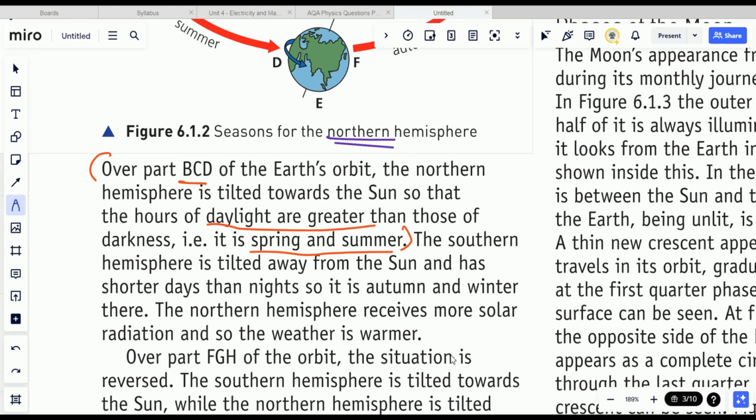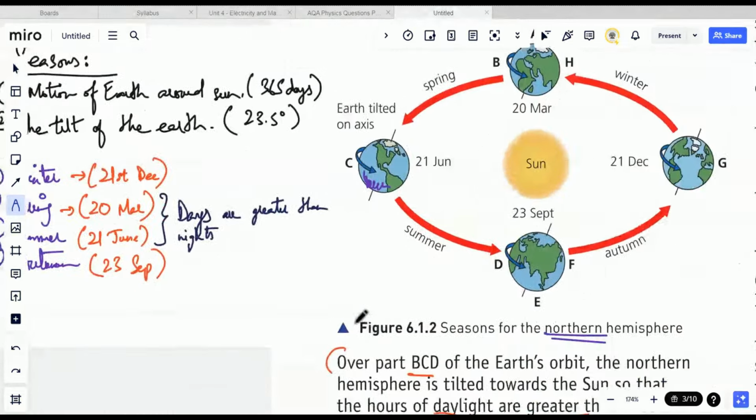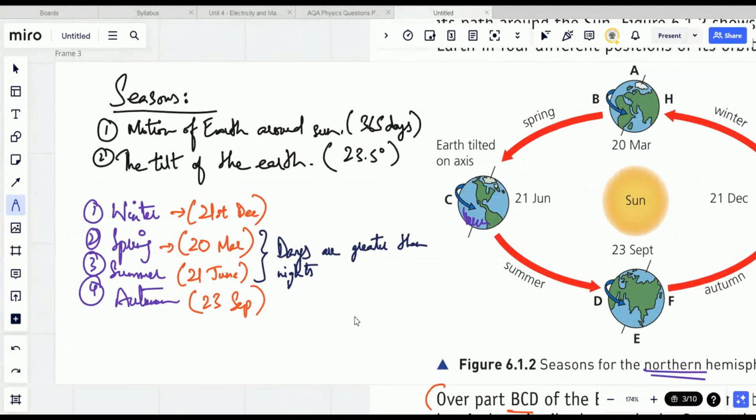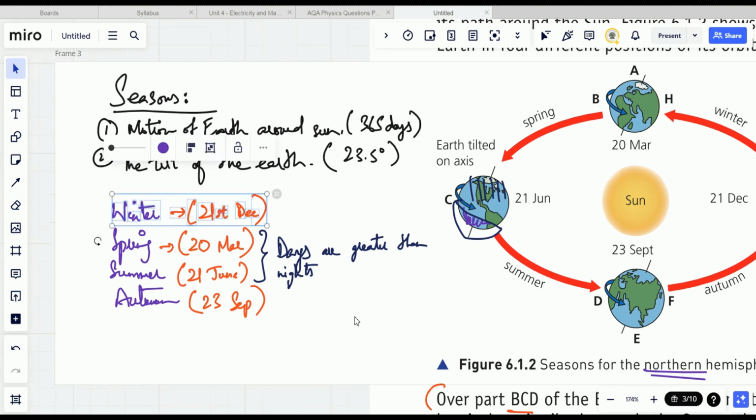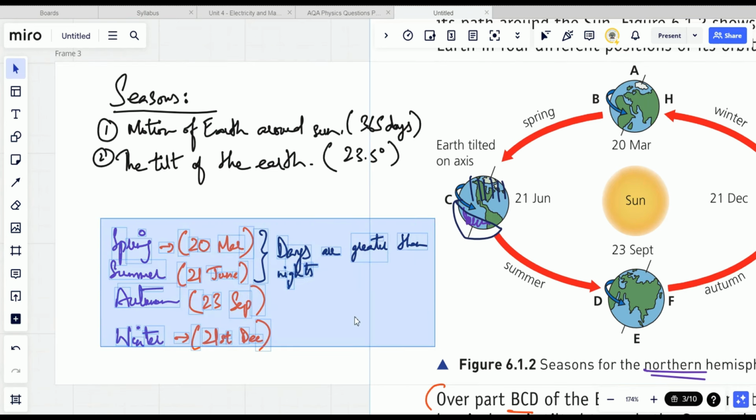What does this mean? What are they trying to tell us here? It means that if we have spring and summer in the northern hemisphere, then in the southern hemisphere we will have winter and autumn. Got it? Any confusion till here? I'll set this up properly like this. Yeah, this is better. No questions related to this.